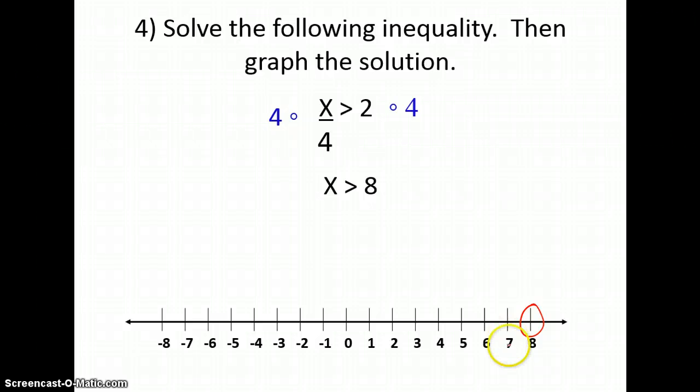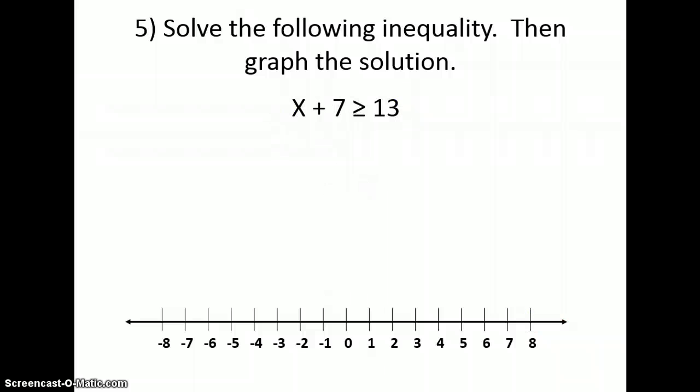And then I ask myself, is 7 greater than 8? No. But 9 is greater than 8. So I'm going to shade my number line or darken my number line in the direction of 9 because 9 is greater than 8. But I didn't color in my circle because it cannot be equal to 8.